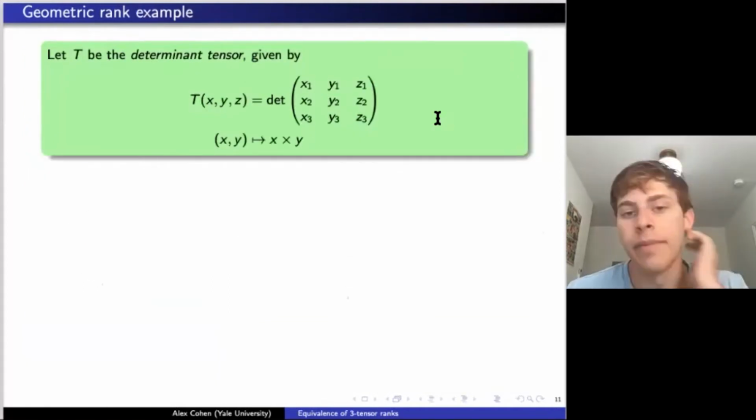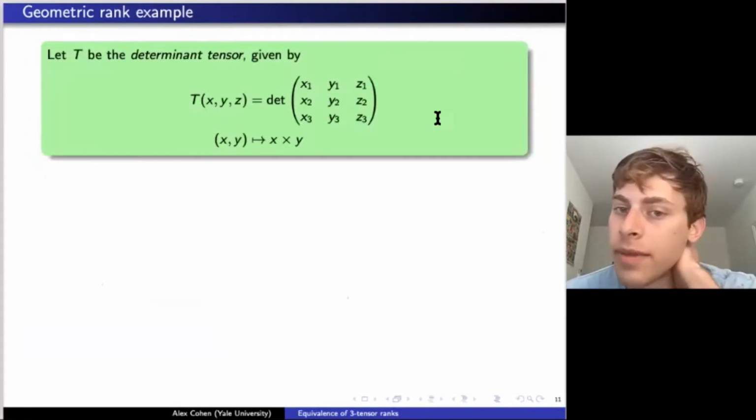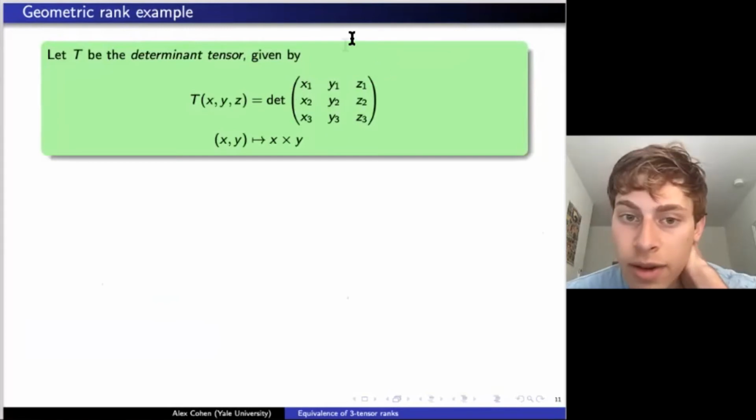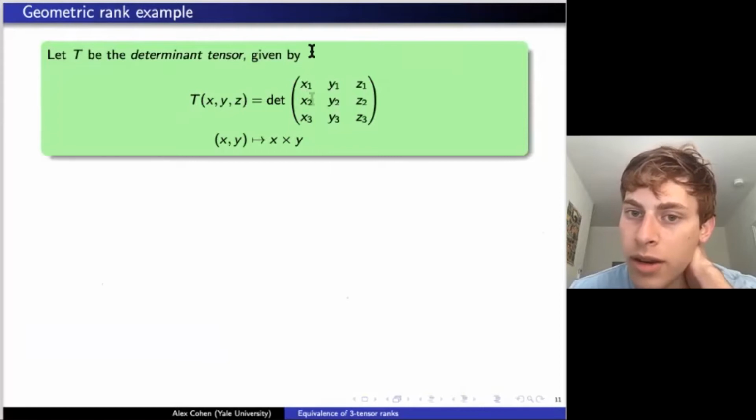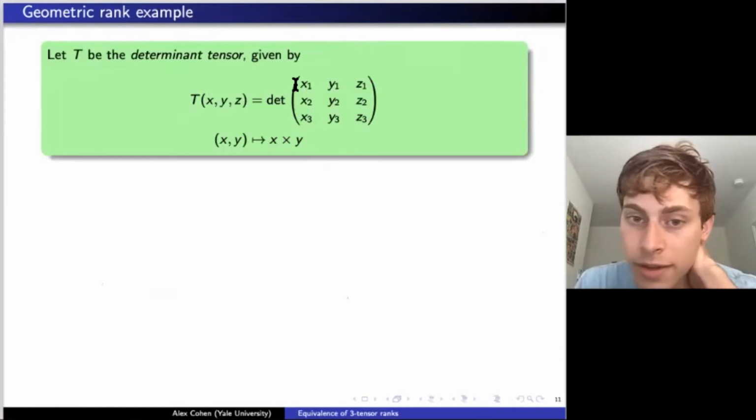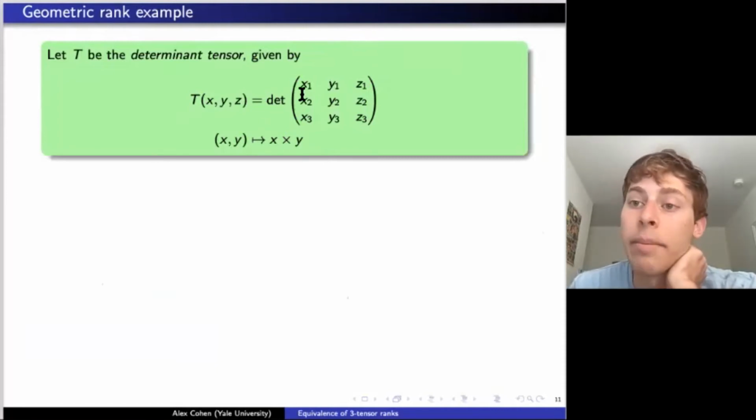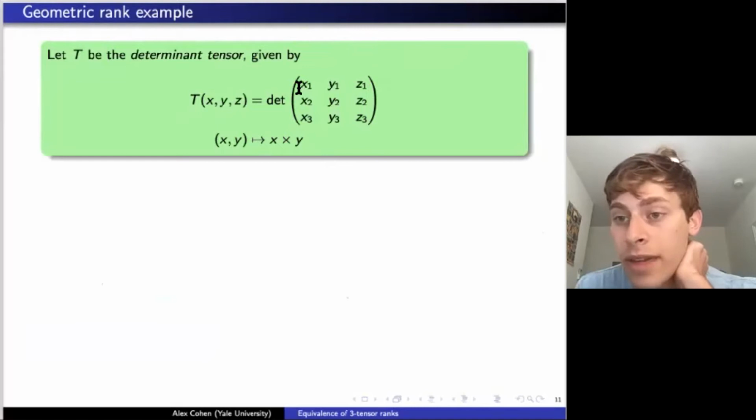Okay. So just to give an example, this is the same tensor we had on the first slide. It's the determinant tensor. The function takes in x, y, z, and outputs the determinant of the matrix that has those as columns. As we all learned in linear algebra, this is a multilinear form, so we're good. It's a tensor.